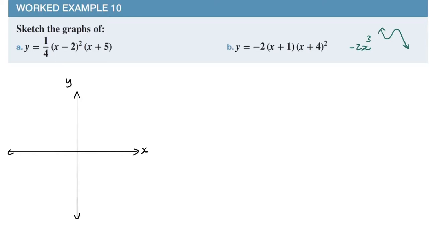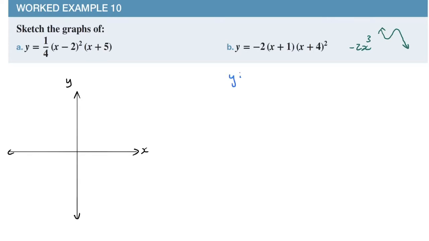Y-intercept. I see here that I have a square value. Because I have a square value, I know that that turning point where x equals negative 4 is going to be a turning point on the graph. Okay, so let's go and quickly draw this.